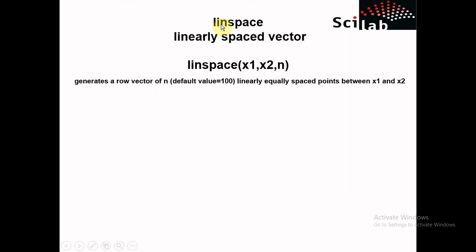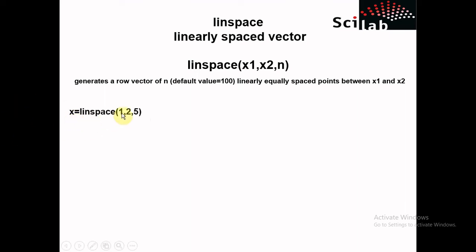Now we will learn about the linspace inbuilt function. This linspace inbuilt function creates a row vector of n linearly equally spaced points between x1 and x2. And this is the syntax for the linspace function. Let us try to learn about it with the help of an example.